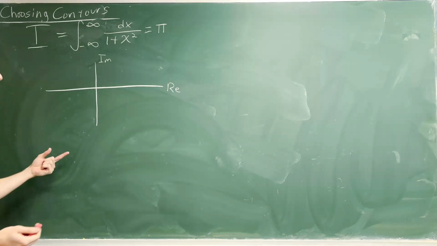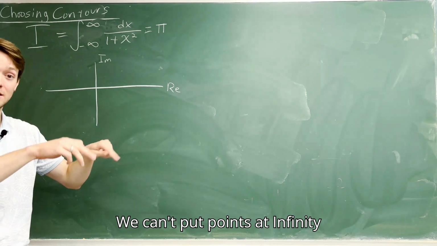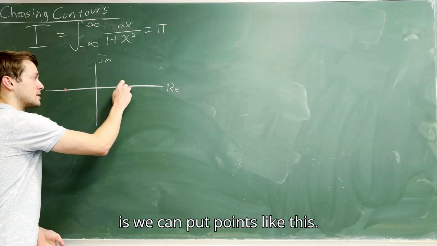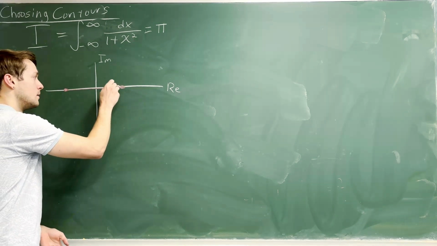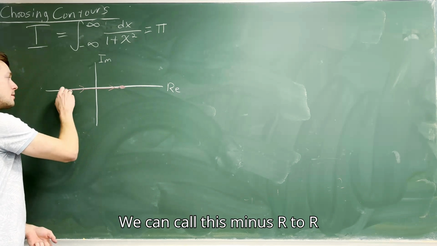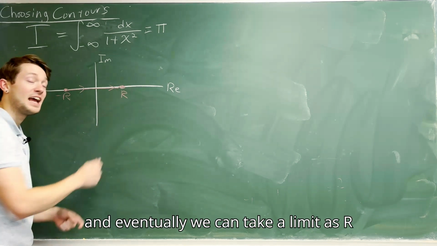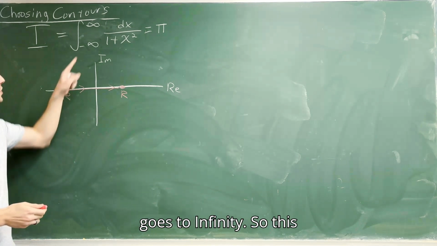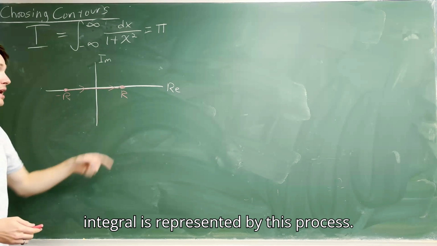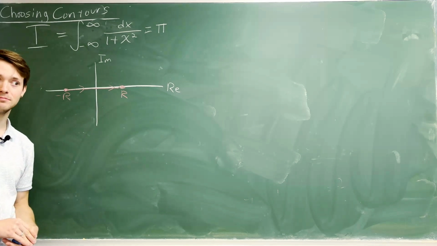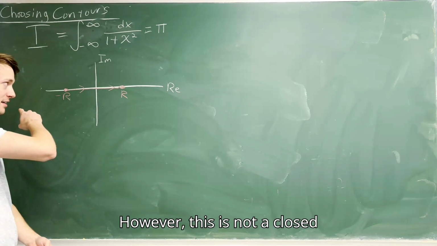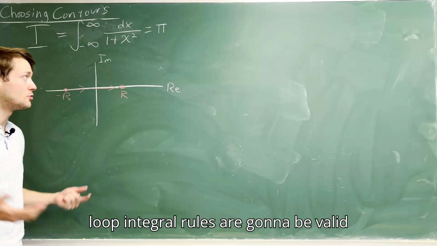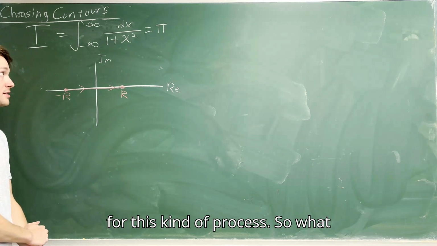So we can't put points at infinity on our graph, but what we can do is put points like this. We can call this minus r to r, and eventually we can take a limit as r goes to infinity. So this integral is represented by this process. However, this is not a closed loop, right? So none of our closed loop integral rules are going to be valid for this kind of process.